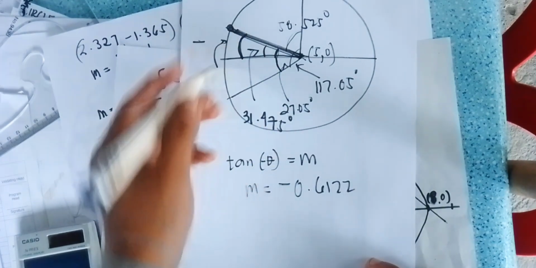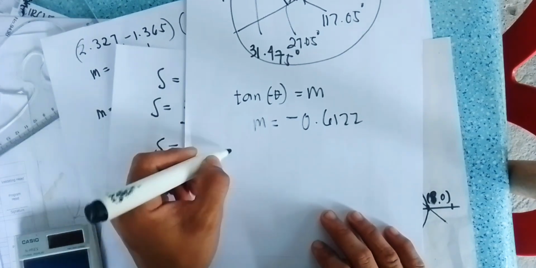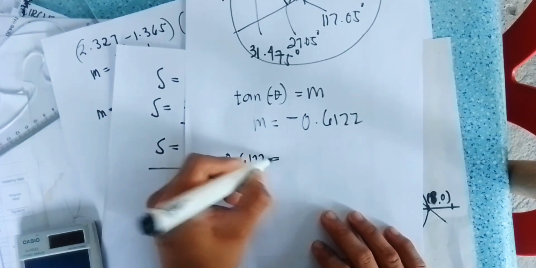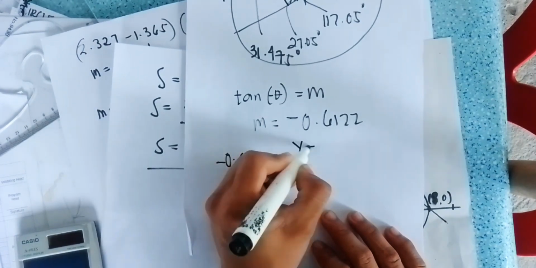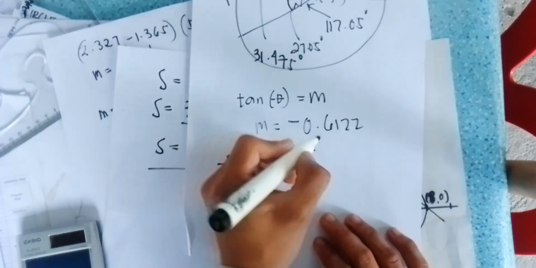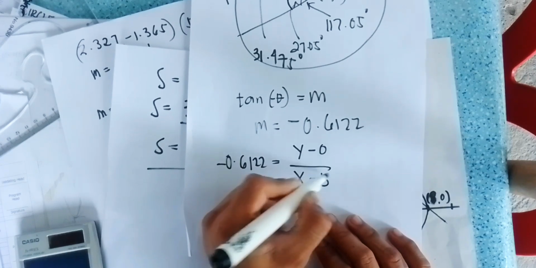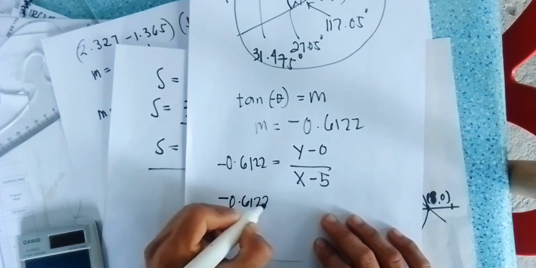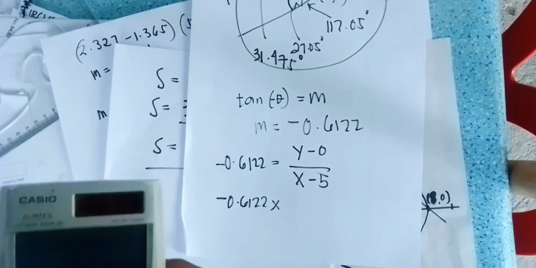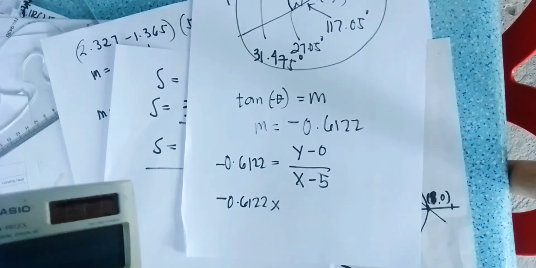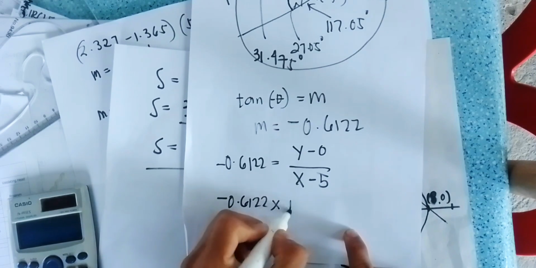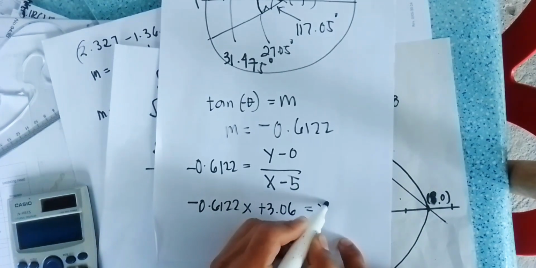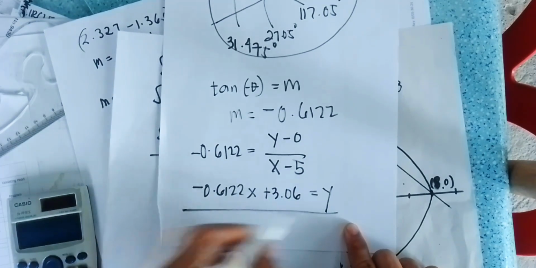Since you have a slope, simply use the formula. Negative 0.6122 is equal to y minus 0, all over x minus 5. Cross multiply, you will get negative 0.6122x. 0.6122 times 5, you will get 3.06, plus 3.06 is equal to y. So therefore this is the equation of the line.